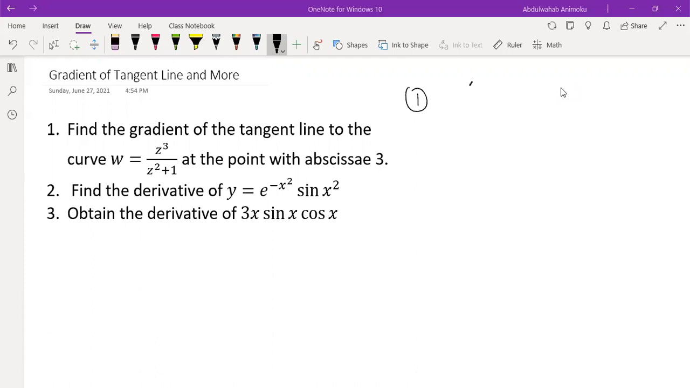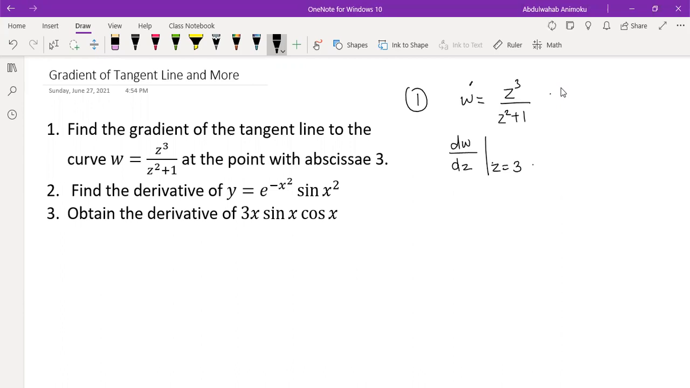Okay, so we are given a function w, which is a function of z, okay? And we're trying to find the gradient of the tangent line to the curve at a particular point. Now, what does this mean? Basically, what it means is we should find the derivative of this function with respect to z and evaluate it at the point z equal to 3. That's all. I mean, that's everything that we need to know about how to solve this problem.